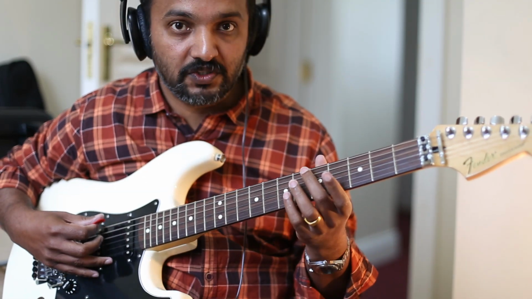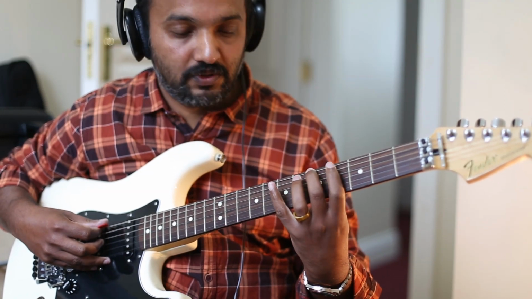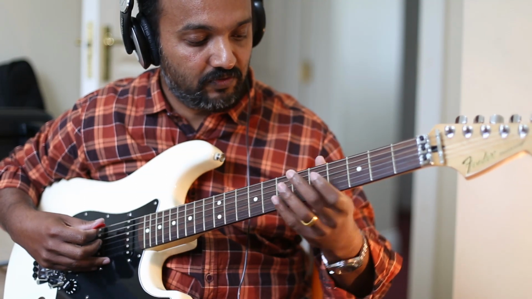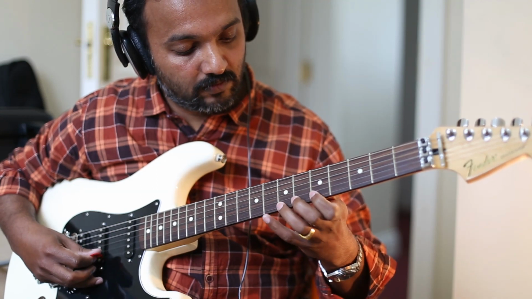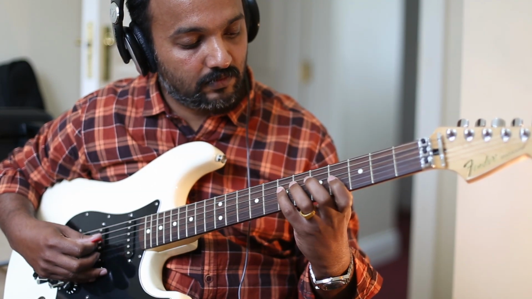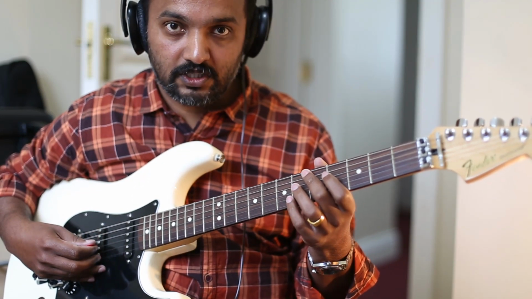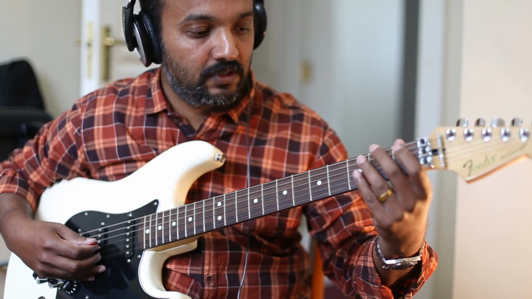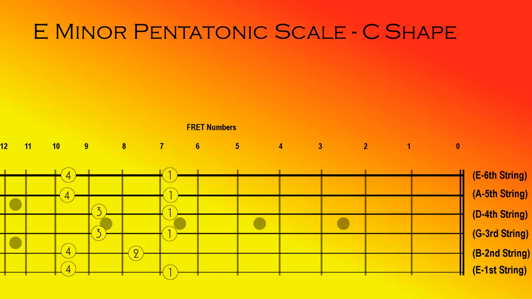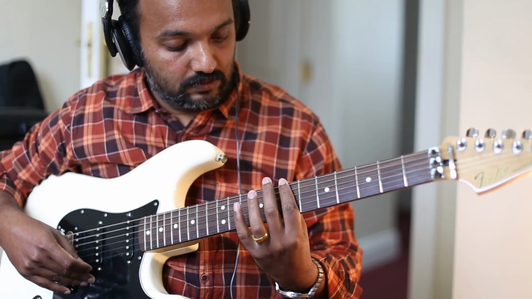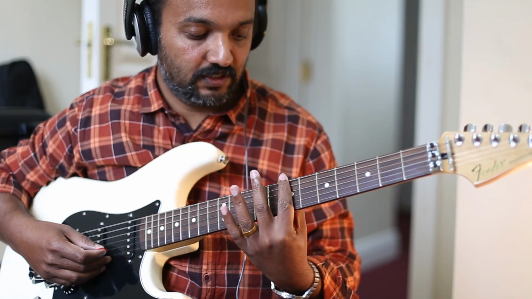So let me play it a bit fast for you. You can notice how my hand slides up on the fretboard and moves back on the fretboard. So now you have learned 3 shapes: the G shape, E shape and the D shape. Now let us move on to the 4th shape that we are going to learn.